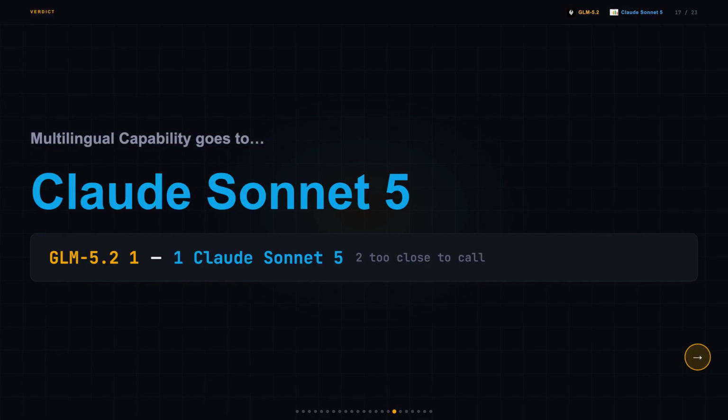I was expecting GLM 5.2 to at least have some multilingual support given it's a newer model, but English and Chinese only is a hard limit. And if you need anything else, it's a non-starter, which ties the overall score. GLM 5.2 1, Claude Sonnet 5 1, 2 tests still tied.